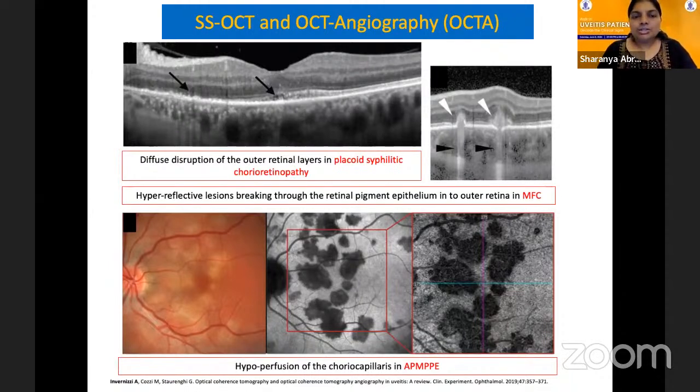These are some representational images from the article by Ivanici et al., which shows us in placoid syphilitic chorioretinopathy, typically you find a diffuse disruption of the outer retinal layers. In multifocal choroiditis that we see very commonly, there are these hyperreflective lesions that break through the retinal pigment epithelium into the outer retina. And in APM-PPE, this is a composite fundus photograph, ICG and OCTA, in an acute stage, which shows choroidal hypoperfusion, which is classic of this disease. And it shows that the area, the extent on ICG is a perfect overlap as that on the OCTA.